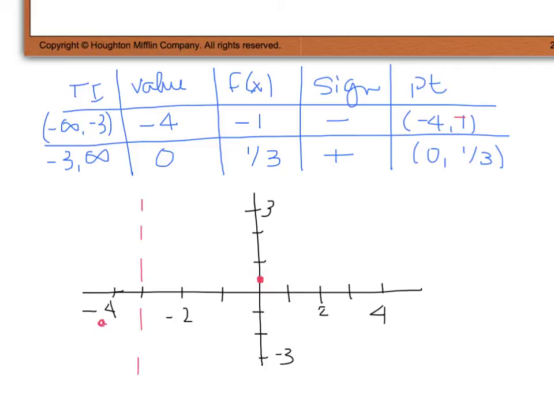Then I also have the point (0, 1/3), which I've already got. I know that I had a horizontal asymptote at y equals 0. So now, and you can use your calculator to help guide you, you're going to end up with a graph that looks something like this and this that goes through that point there. And this would be your completed graph.